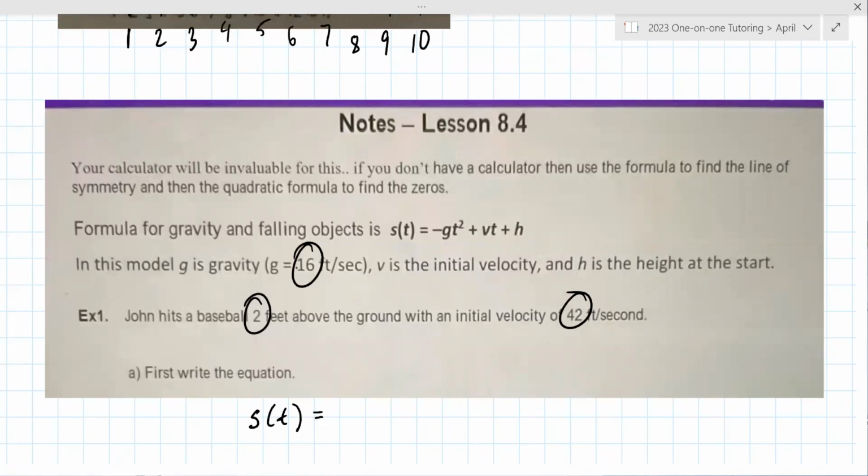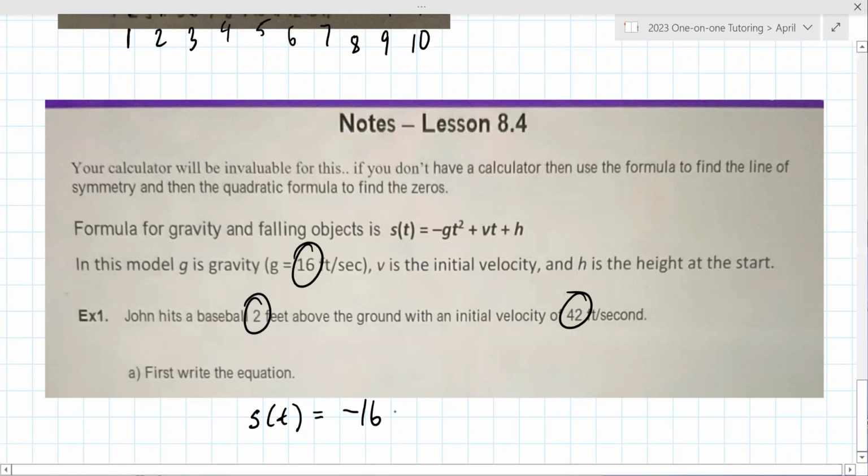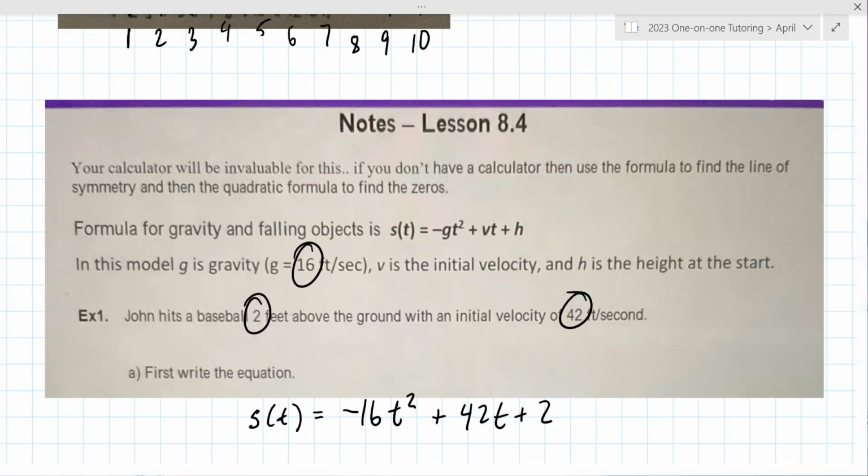Got minus 16x squared plus 42x plus 2. Good. Now I used t this time. I know we used x last time. Probably was confusing because it should have been t, but the equation you got is good.